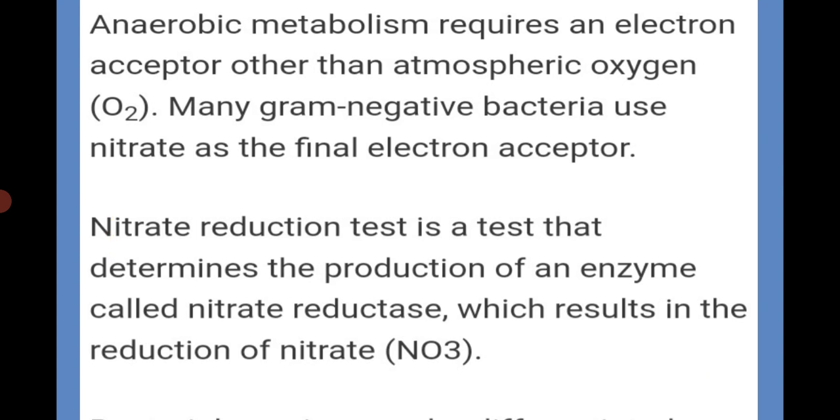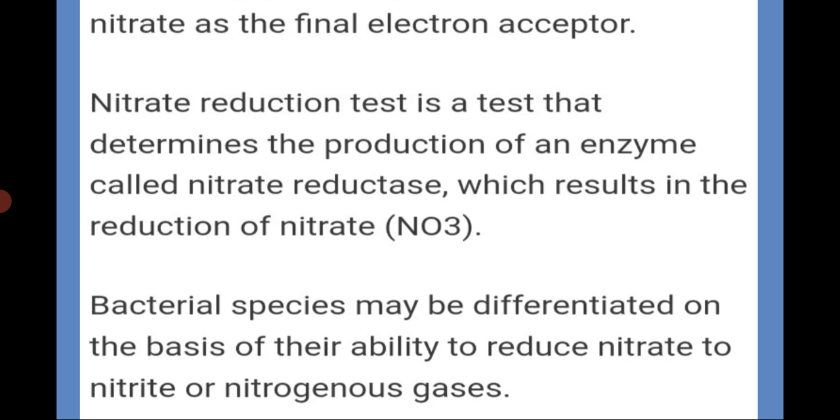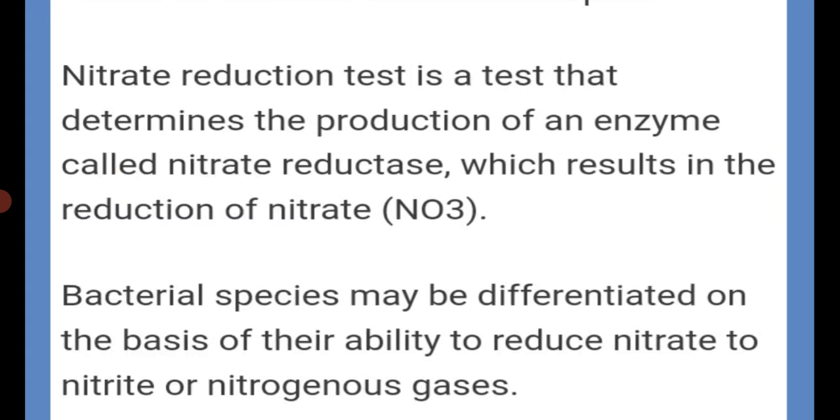Anaerobic metabolism requires an electron acceptor other than atmospheric oxygen. Many gram-negative bacteria use nitrate as a final electron acceptor at the time of anaerobic respiration. The nitrate reduction test determines the production of an enzyme, nitrate reductase, which results in the reduction of nitrate, that is NO3. Bacterial species may be differentiated on the basis of their ability to reduce nitrate to nitrite or nitrogenous gases.